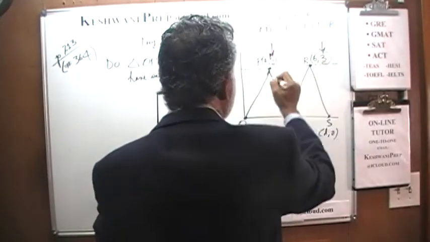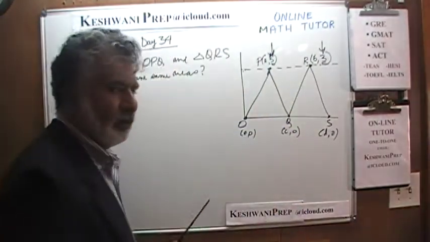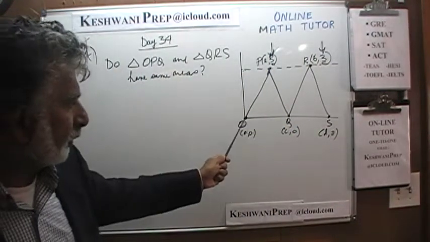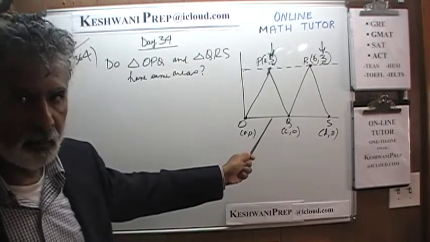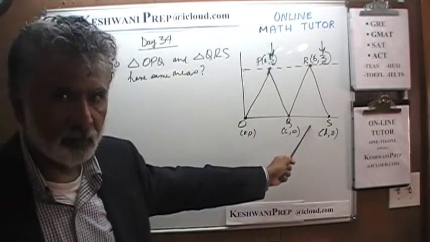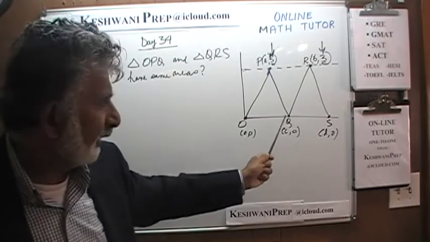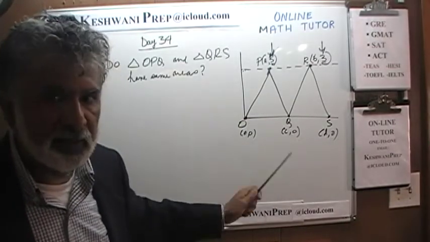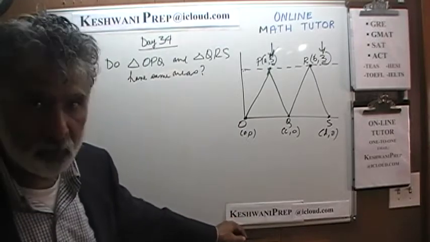The y-coordinate is the same. For both cases, they have the same altitude. And to figure out the area of a triangle, we need to know the base and we need to know the height. You with me? The height is the same for both triangles. So the only thing that matters here is, do they have equal bases?